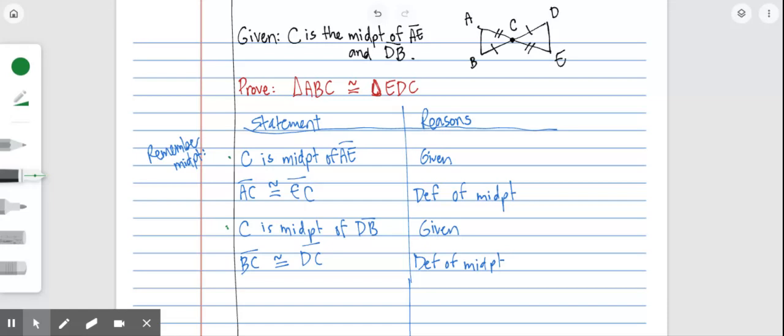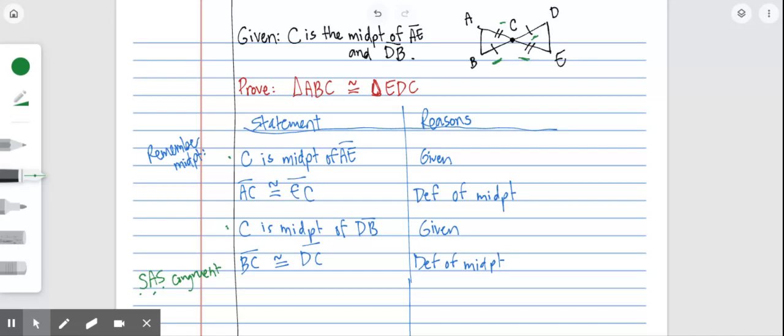Now, I'm working on side angle side. Side angle side congruence is what I know. Okay, so I need a side, an angle, and a side. I have a side, the single marking. I have a second side, the double marking. I need the angle that's included in between them. That means I need to prove that angle ACB is congruent to angle ECD.